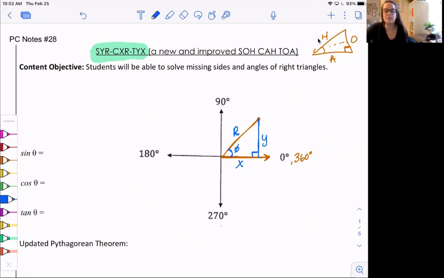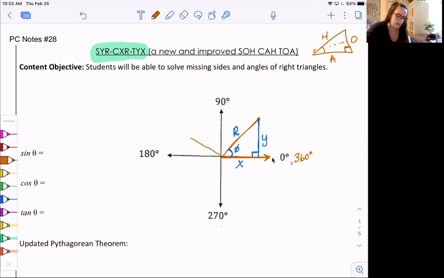So instead of using SOHCAHTOA, the opposite, the adjacent, and the hypotenuse, we're going to use our grown-up language. Our grown-up language is going to be X, Y, and R. We can use these same ones no matter where our triangle is.